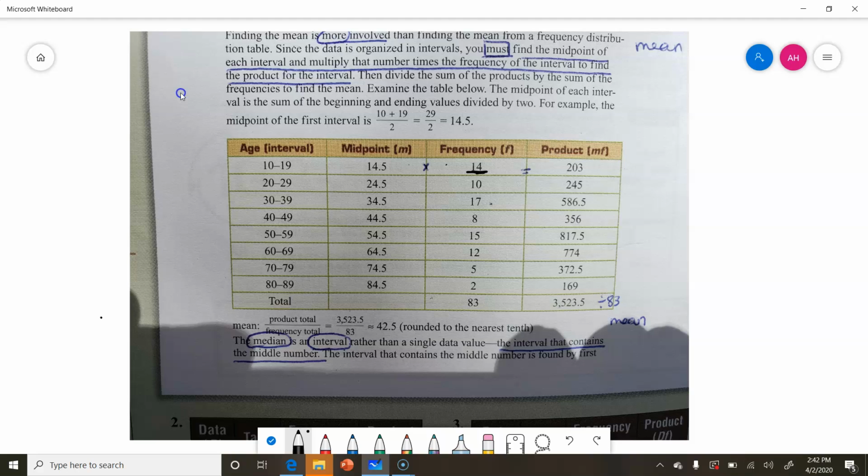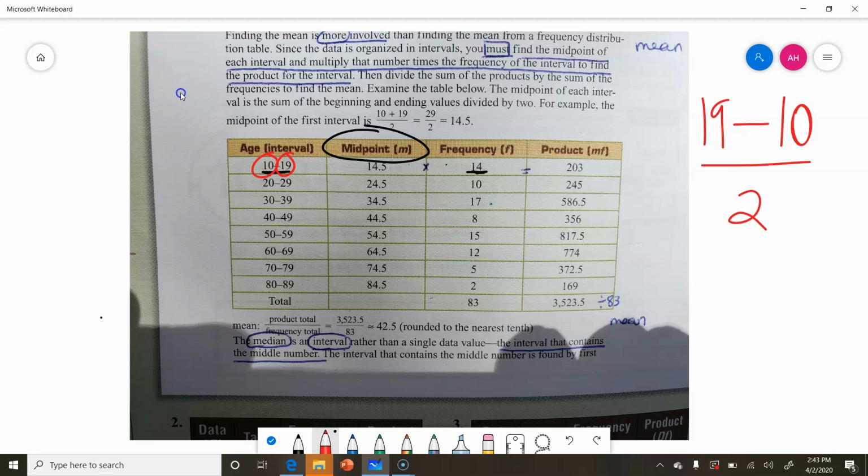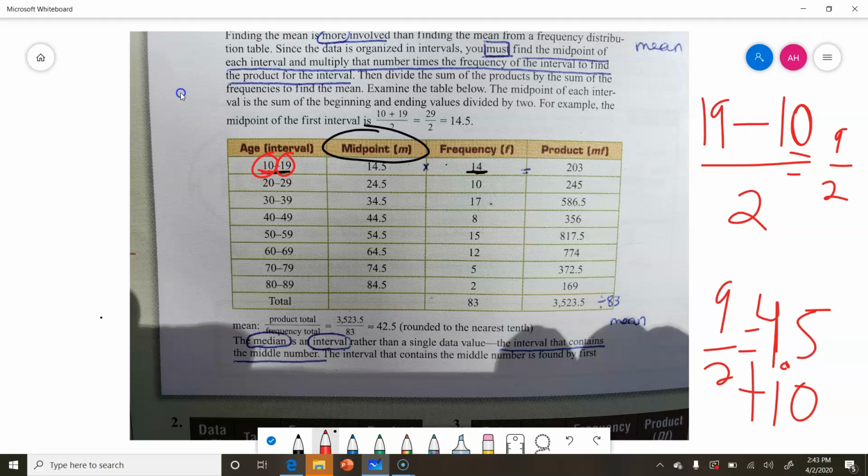Now, instead of just multiplying this, because this is not a single number, we can't multiply every number times 14, we have to do what's called the midpoint. The way we find the midpoint is very easy. We take the biggest number, which is 19, minus the smallest number, which is 10, divided by 2. Now, 19 minus 10 is 9, and 9 divided by 2 is, you guessed it, 4.5. Now what we do with 4.5 is we add it to the lower one, or we can subtract it from the upper one.